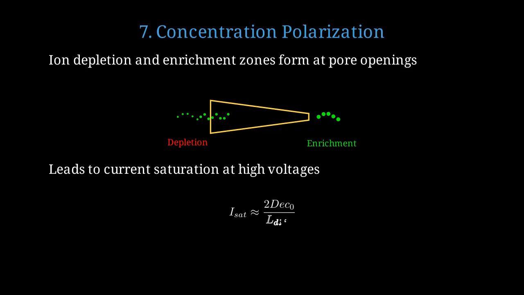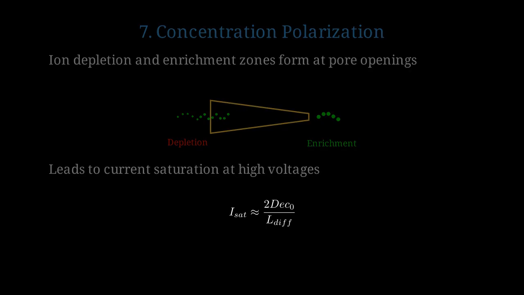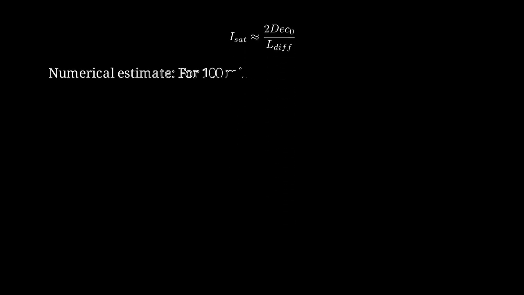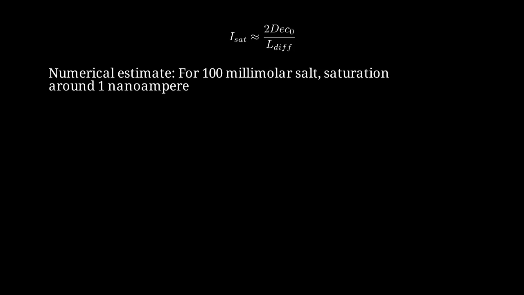The saturation current is approximately 2 times diffusion coefficient times elementary charge times bulk concentration divided by the diffusion layer thickness. For a typical system with 100 millimolar salt and 10 nanometer pore, saturation current is on the order of 1 nanoampere. To improve predictions, researchers have developed modified PNP models incorporating these effects.